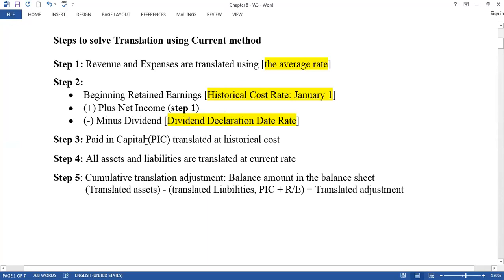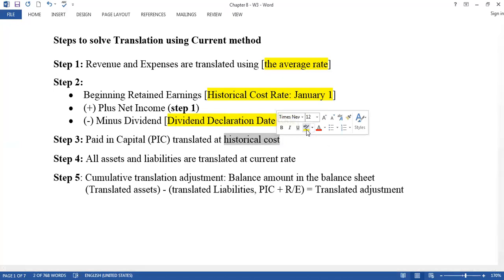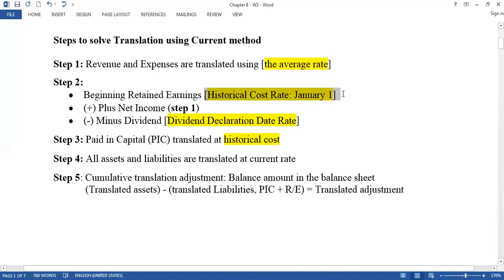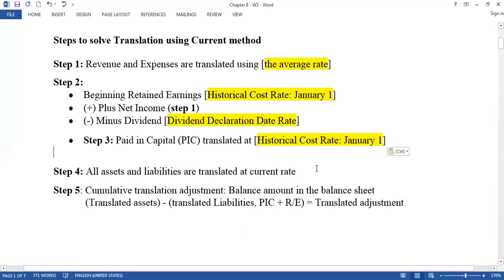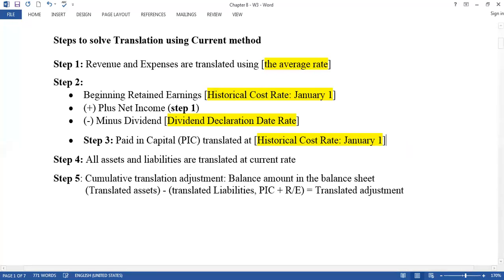Step three, we go to the balance sheet, and in the balance sheet, we will find our paid in capital. Paid in capital means common stock, preferred stock, something like this. So if we have any paid in capital, we have to translate this paid in capital based on the historical cost rate. So again, what is the meaning of historical cost rate? The January 1st rate is the historical cost rate. This is step 3.